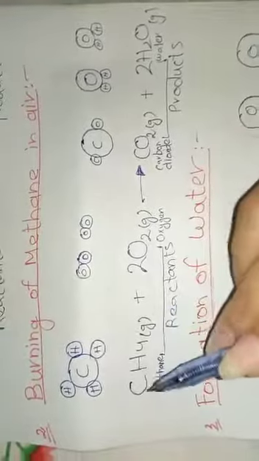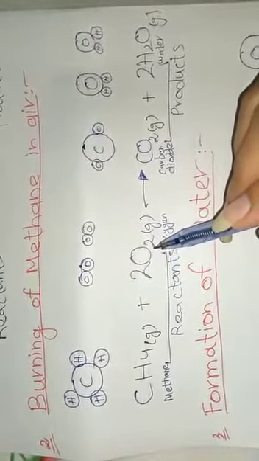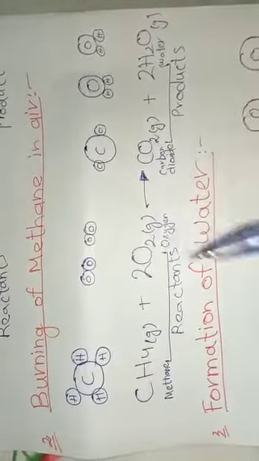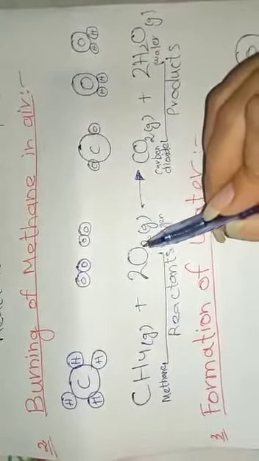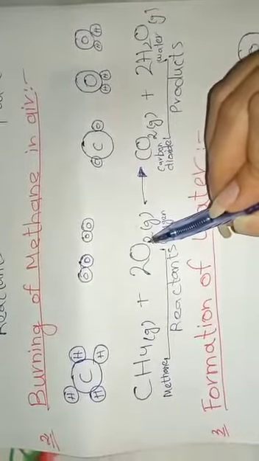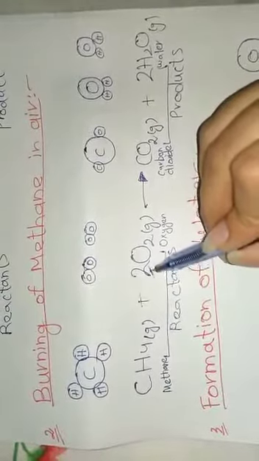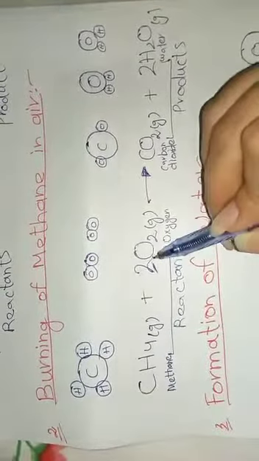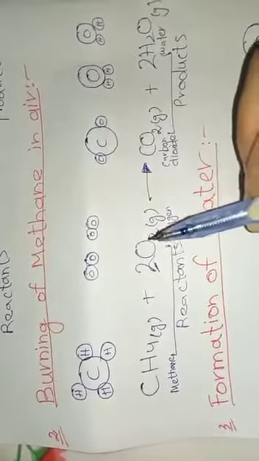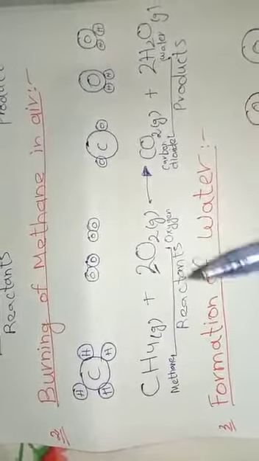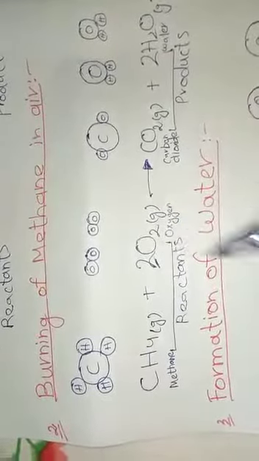Now class, here 1 mole of methane reacts with 2 moles of atmospheric oxygen, or diatomic oxygen. Class, now just look at this. Here O2 represents 2 atoms of oxygen, but here 2 moles of oxygen are utilized in that reaction. It means that a total of 4 oxygen atoms take part in that reaction, in which the burning of methane takes place in the presence of excess oxygen.